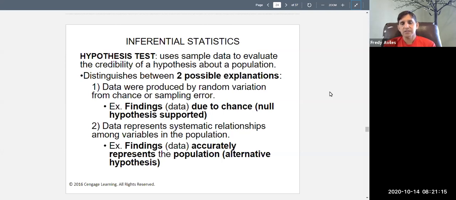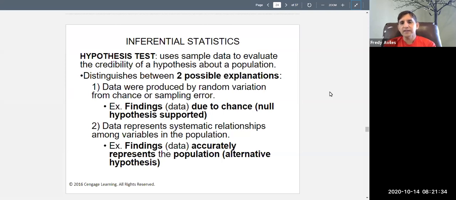So a hypothesis test distinguishes among two possible explanations. There are two possibilities when you do this test. One possibility is that the data were produced by random variation from chance or sampling error. So one possibility is that whatever your result is, it's just due to sampling error.